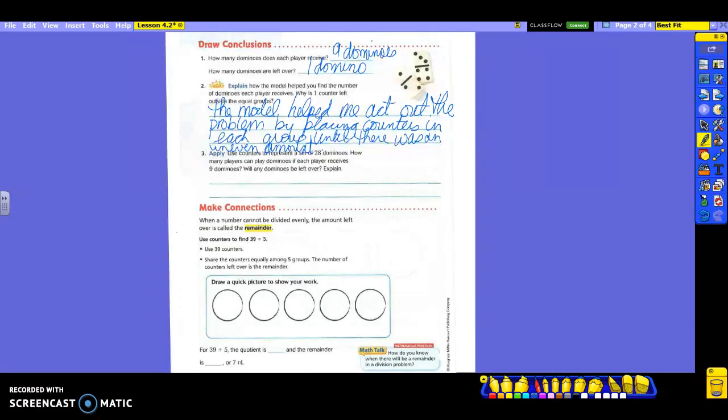The model helped me act out the problem by placing counters in each group until there was an uneven amount. Now, sometimes you may not come up with a remainder. Sometimes the number you are dividing into groups will be even. Since we're working on remainders today, what are we probably going to see? A lot of uneven groups or unequal groups. You're probably going to have some leftovers, what we call the remainder, because that's what the page is focusing on today.